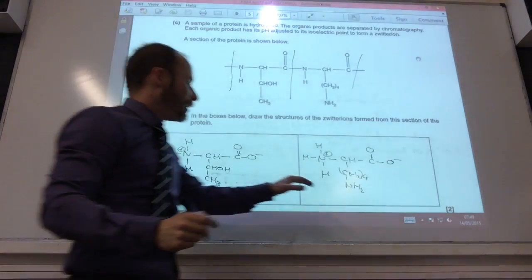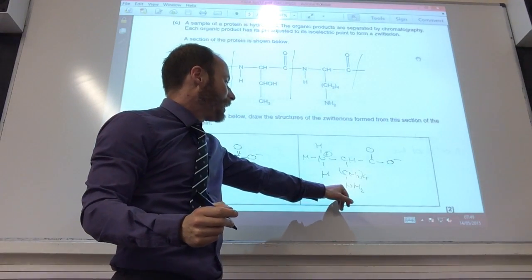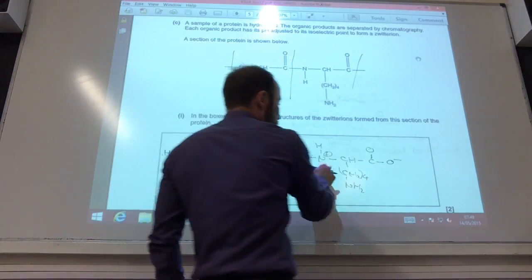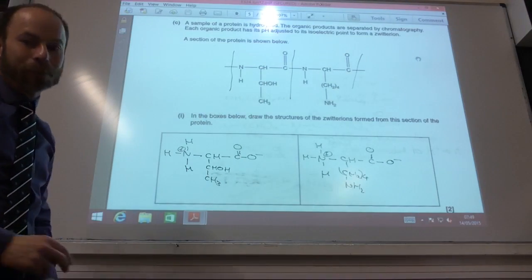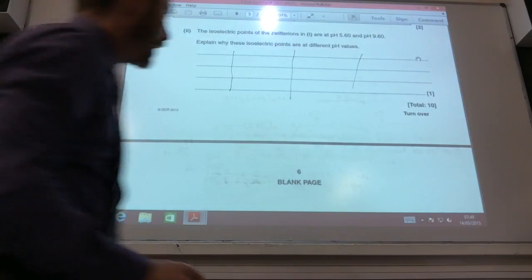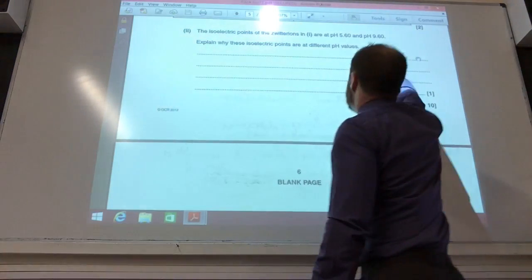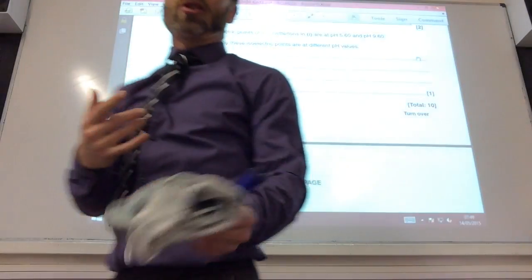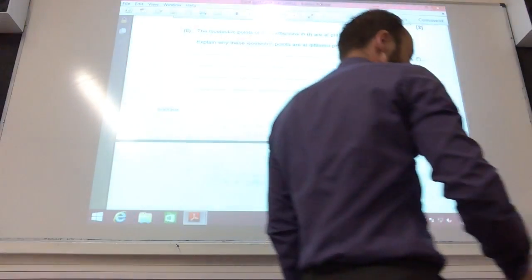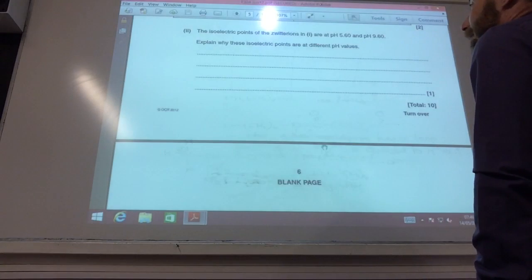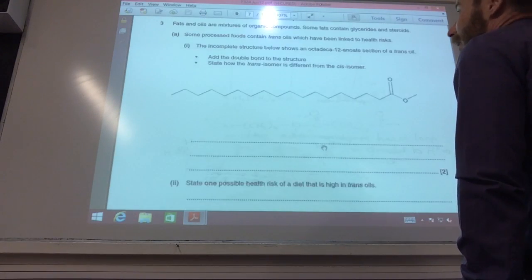Common error, some people put another H here, H plus here. Remember this time you've just got 1 plus, 1 minus, and that's all you need to consider. Why are they different? Why do they have different isoelectric points? It's because one of them had 2 NH2 groups, which is obviously going to affect the pH at which they become the zwitterion. So you need to look at the functional groups that you have.